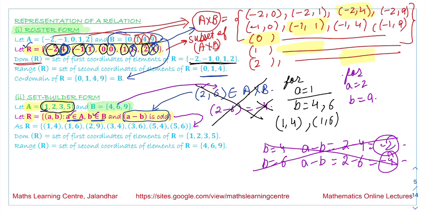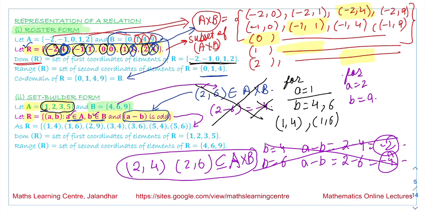We are saying these pairs (2, 4) and (2, 6) are part of the Cartesian product of A and B. But from the Cartesian product we have to choose a subset, and that subset is this one. Suppose we are talking about the pair (3, 6): 3 minus 6 is equal to minus 3, and this is odd. So all these ordered pairs we have written form the relation R.